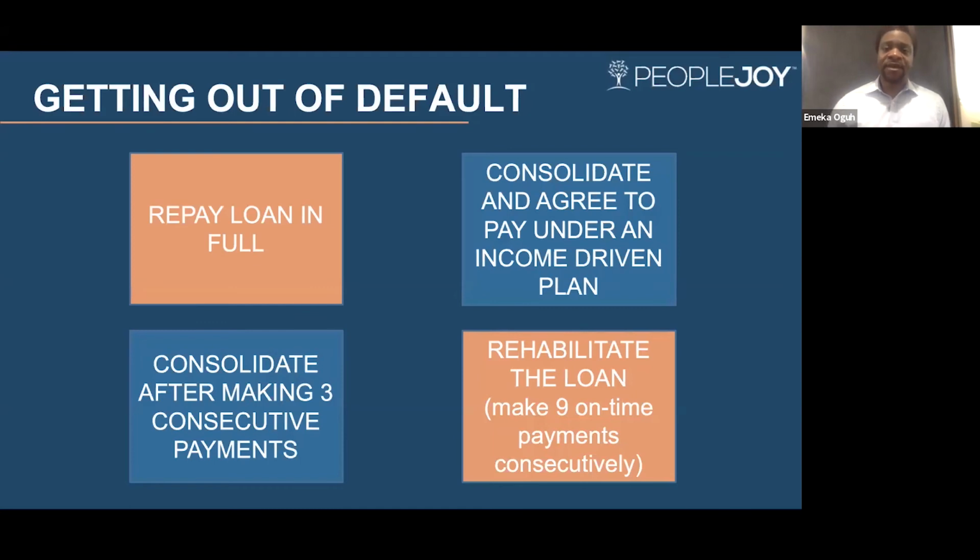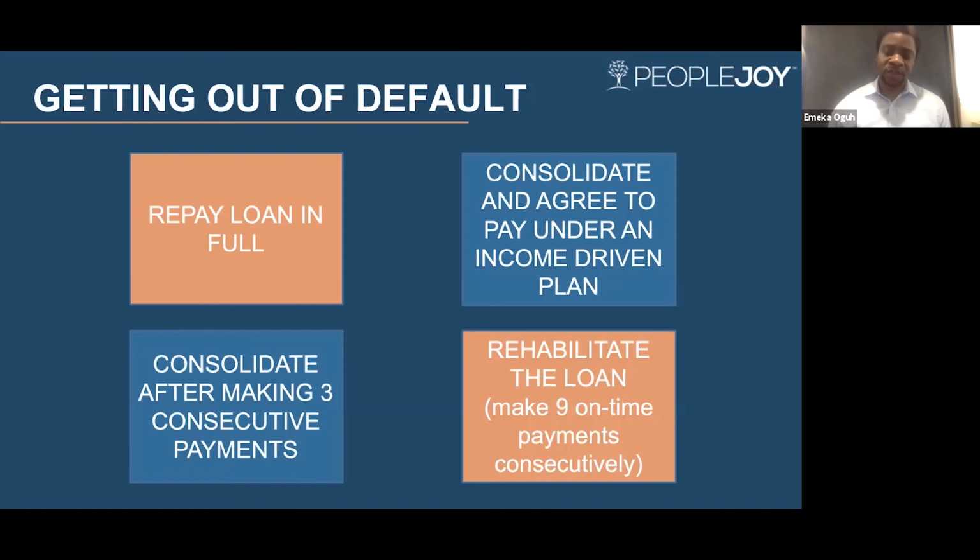The benefit of rehabilitating the loan is that after you've made those 9 on-time payments, they will actually clear the default off of your credit report. So that gives your credit an immediate boost because they'll wipe it clean as if it never happened. Whereas with consolidation, it doesn't get cleared off your credit report, so the default will still show for a period of 7 years on your loan.